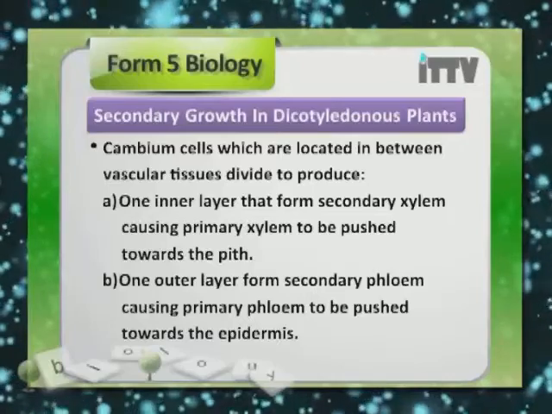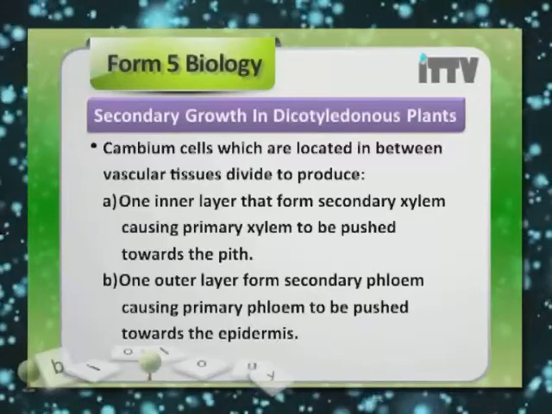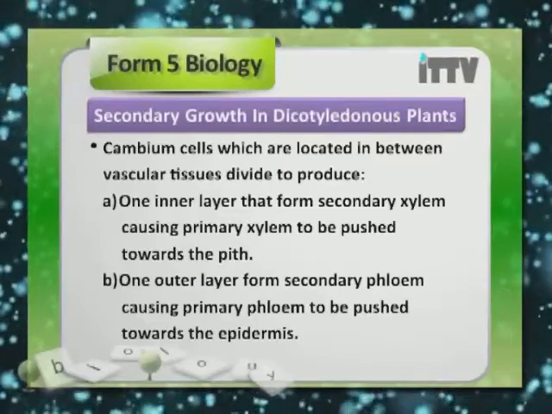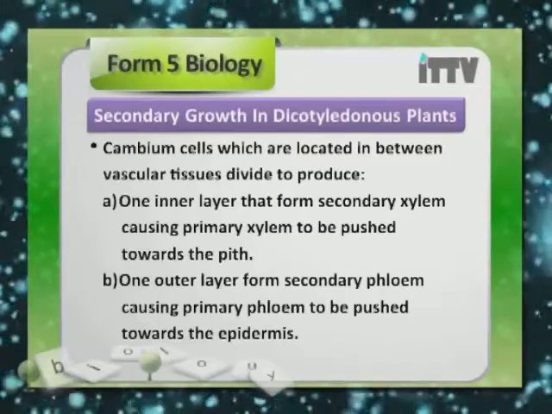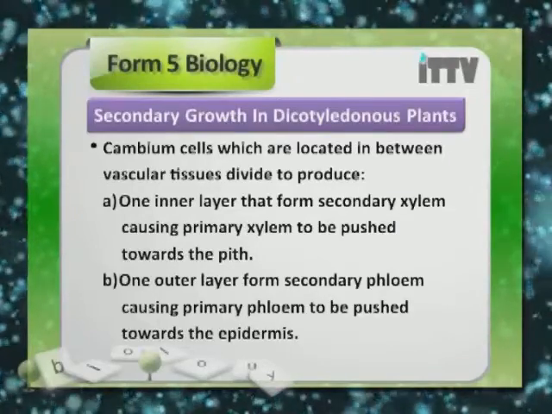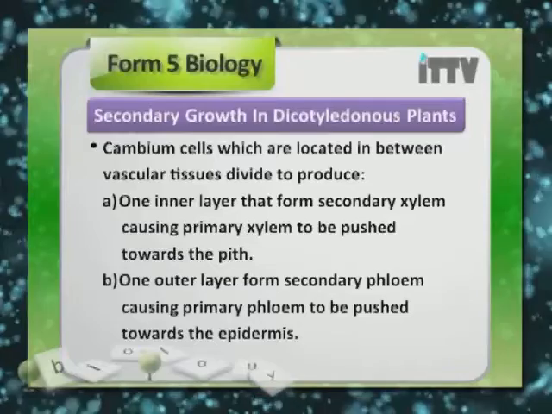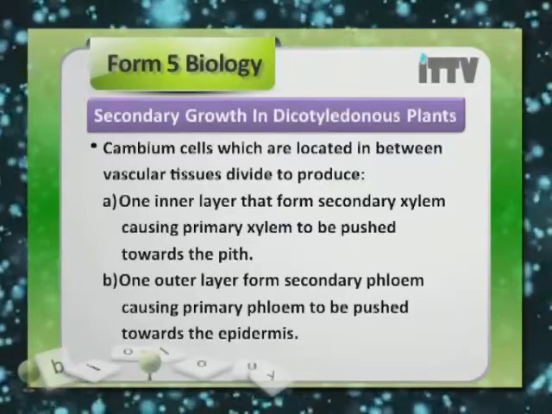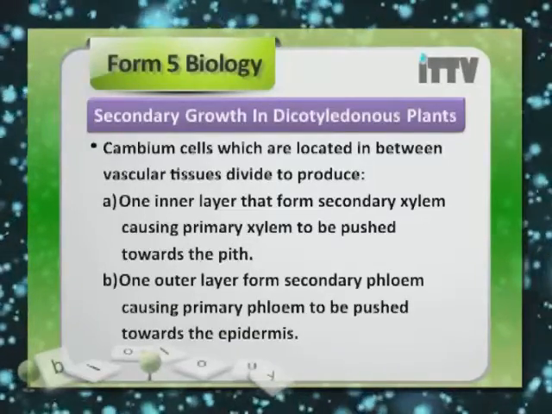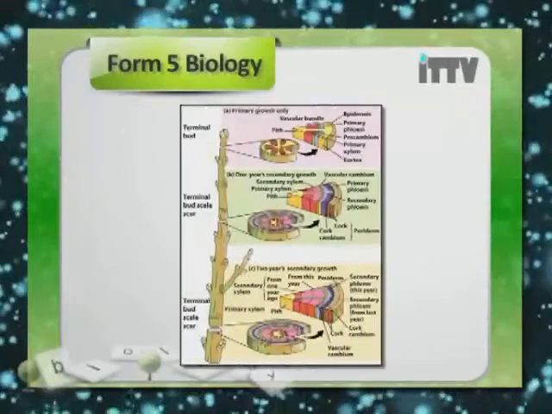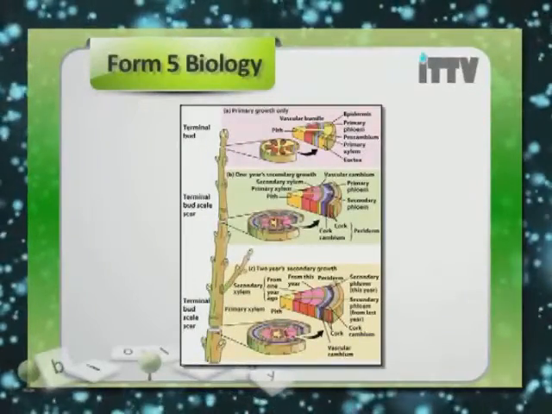So, firstly, let's look at the function of the cambium cells, specifically the vascular cambium cells. The cambium cells located in between vascular tissues divide to produce one inner layer that forms secondary xylem, causing primary xylem to be pushed towards the pith, while one outer layer forms secondary phloem, causing primary phloem to be pushed towards the epidermis. So you can see from this picture, right?